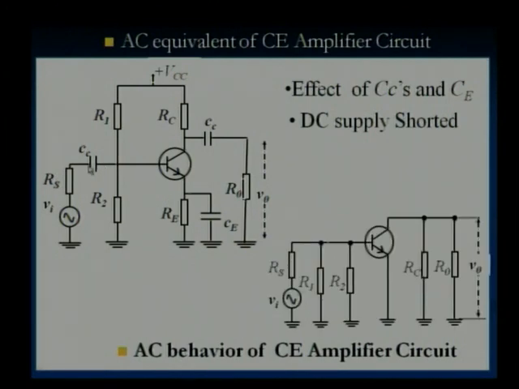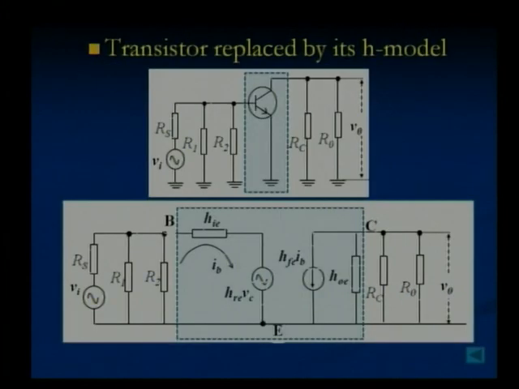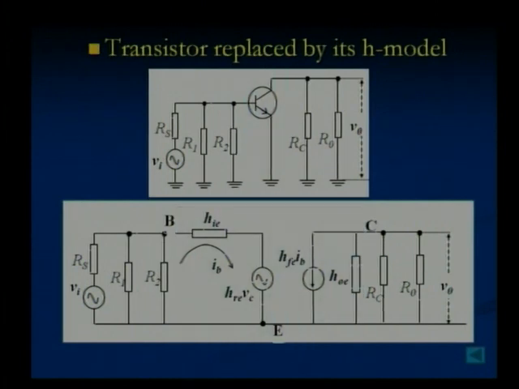At high frequency we know that the two coupling capacitors are shorted. So R1 and R2 are shorted to the ground. Likewise at the output, since DC sources are shorted, because we are thinking only of the AC behavior, we consider that RC is grounded, and again RO is grounded. So this circuit is the common emitter amplifier circuit showing the AC behavior. Now in this circuit, if we replace the transistor by its h parameter equivalent, we get its complete h parameter model circuit of the common emitter.